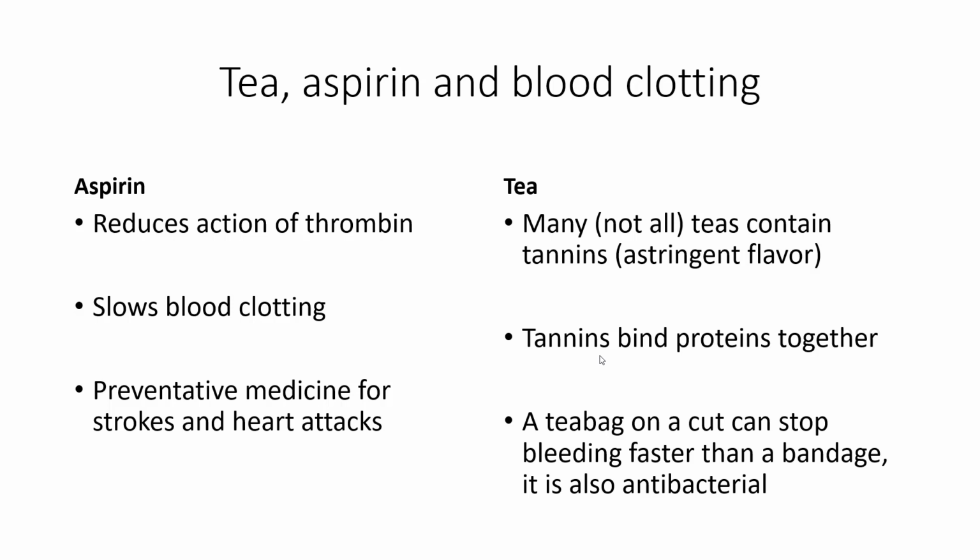Teas that are not astringent, like, say, green tea, will not have as much tannins and therefore will not be effective to bind proteins. That's what tannins do. They actually bind proteins together, which is why a tea bag on a cut can stop bleeding faster than a bandage on a cut. Tea bags contain these astringent chemicals and are actually also antibacterial. So if you need some good first aid and you happen to have some tea, applying a tea bag to a cut can aid in the clot and be an antibacterial.